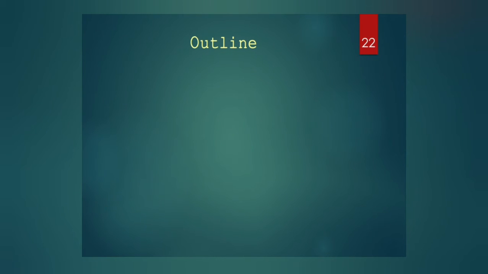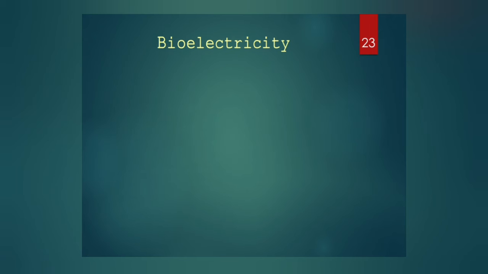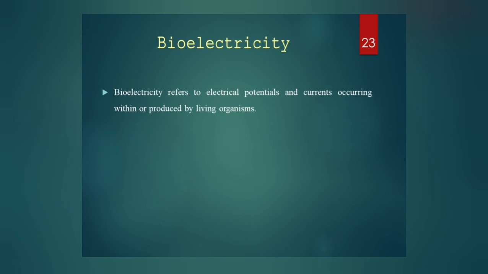The outline for this topic is bioelectricity, how bioelectricity is generated, the role of bioelectricity in human life, electric fish, how do electric fish produce electricity, its types and applications. Firstly, bioelectricity. Bioelectricity refers to electrical potential and currents occurring within or produced by living organisms. It results from the conversion of chemical energy into electrical energy.